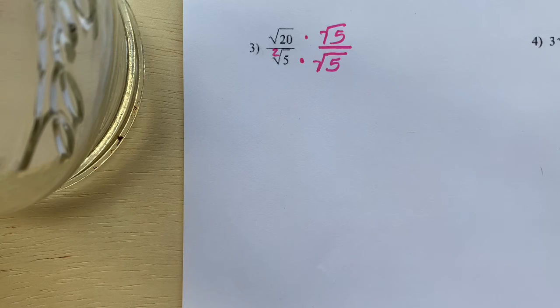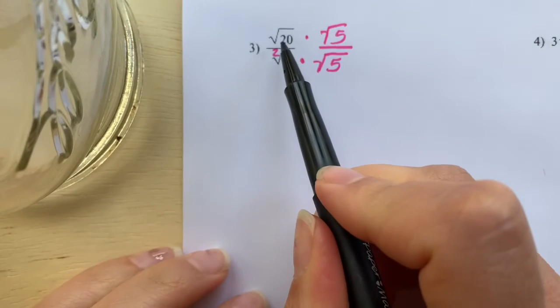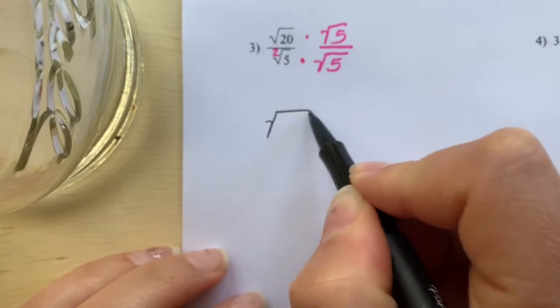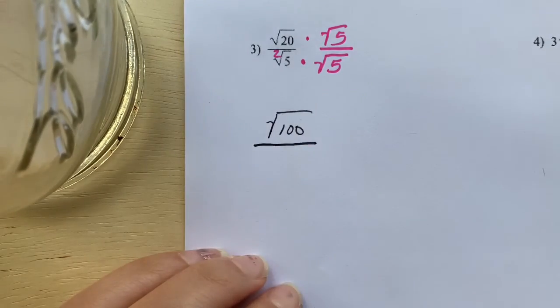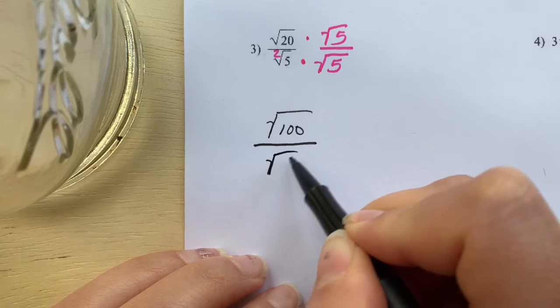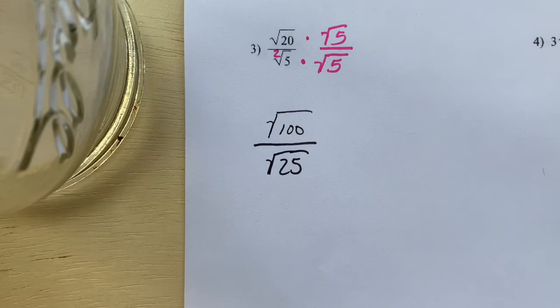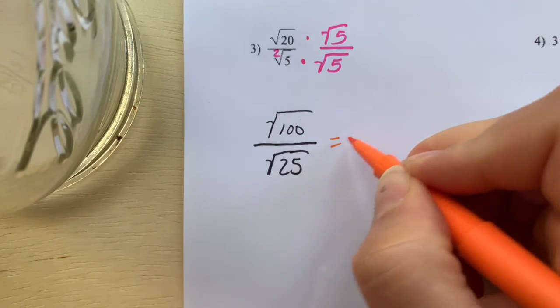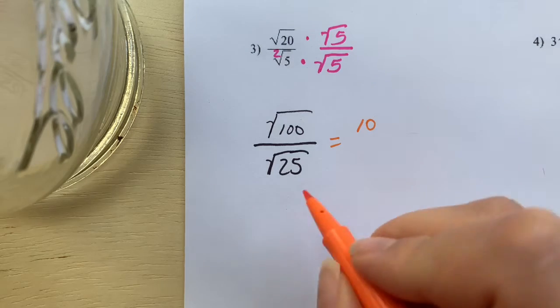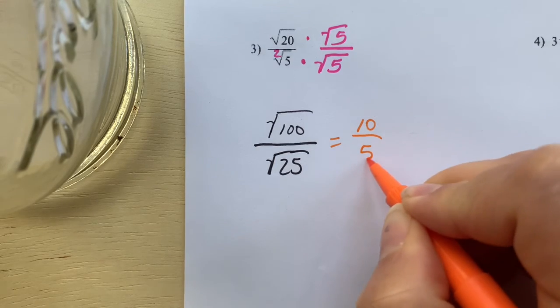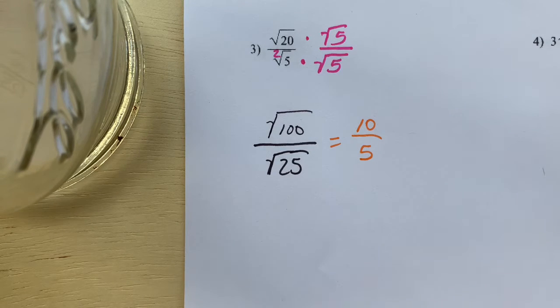So on my bottom, my denominator, actually, let's start with my numerator. I have 20 times 5, so that becomes the square root of 100. Remember, we multiply the inside and we multiply the outside. Over 5 times 5 is the square root of 25. Now, I can take the square root of both of those. The square root of 100 is 10. If we couldn't take an even root, then we would simplify that. You know how to do that. And the square root of 25 is 5. Now, 10 can be divided by 5. So that means that our answer is 2.